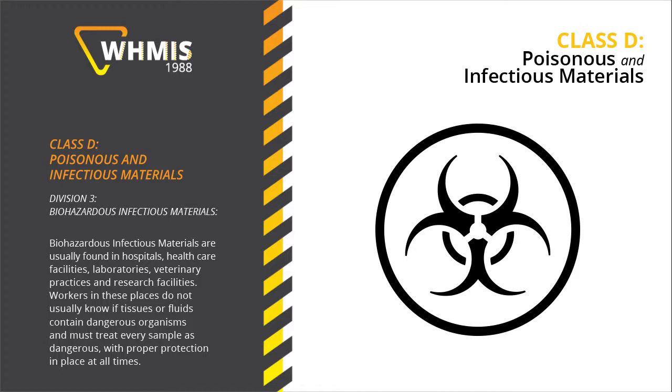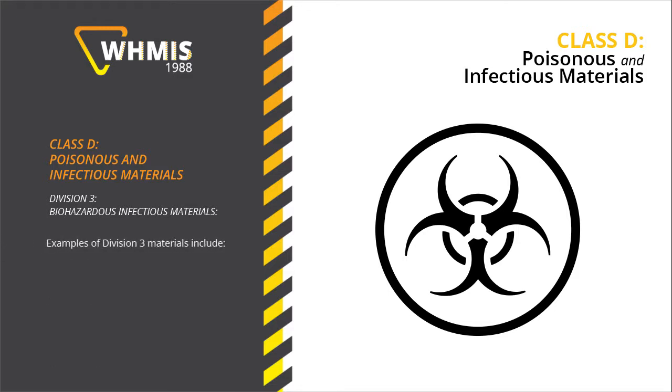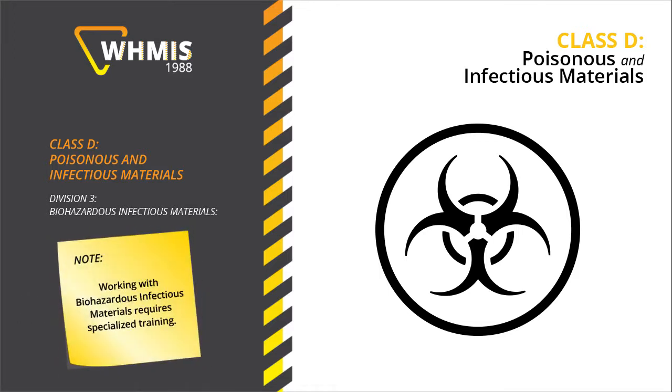Biohazardous infectious materials are usually found in hospitals, healthcare facilities, laboratories, veterinary practices, and research facilities. Workers in these places do not usually know if tissues or fluids contain dangerous organisms and must treat every sample as dangerous, with proper protection in place at all times. Examples of Division 3 materials include the AIDS-HIV virus, hepatitis B, and salmonella.